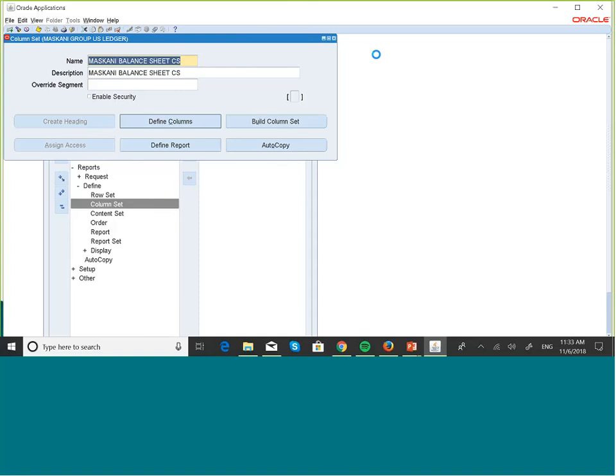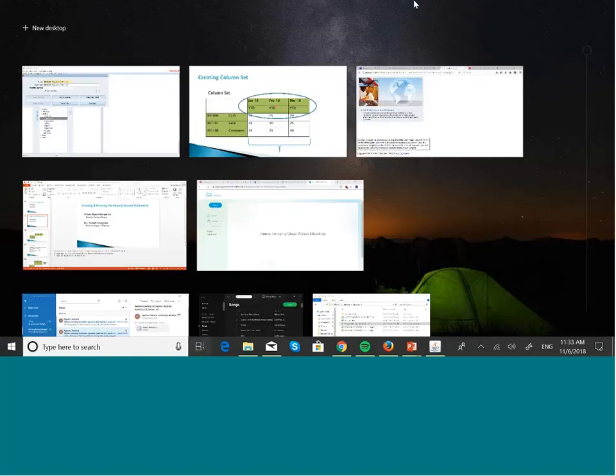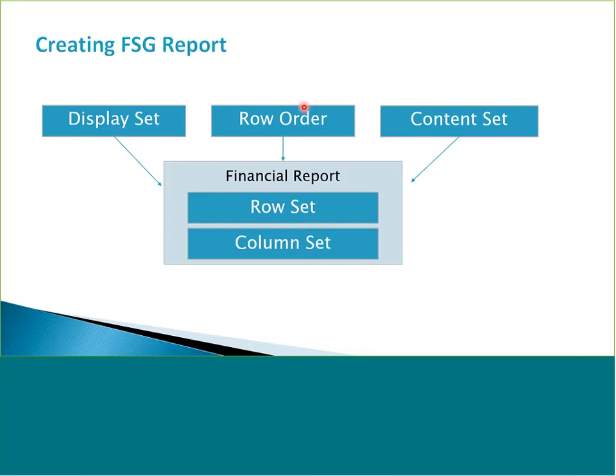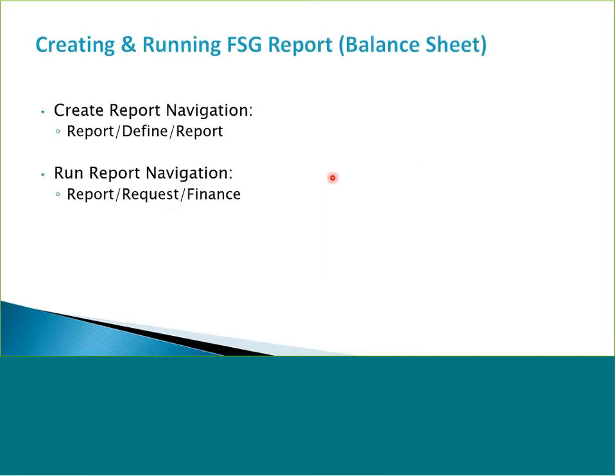So to go back to our slides, we have created the column set and we have created the row set. And we know this is how we create an FSG report. These are the 2 mandatory ones, and you can attach content set, row order, and display set to achieve other goals with the report. But now we know that we have all that we need to create a simple balance sheet report from our Mascani group ledger.